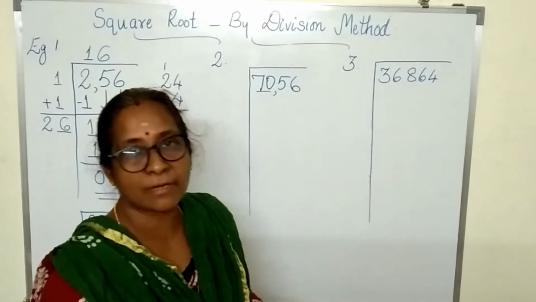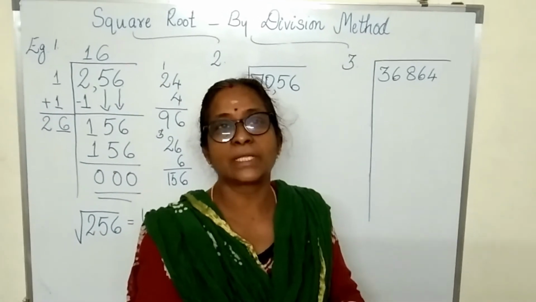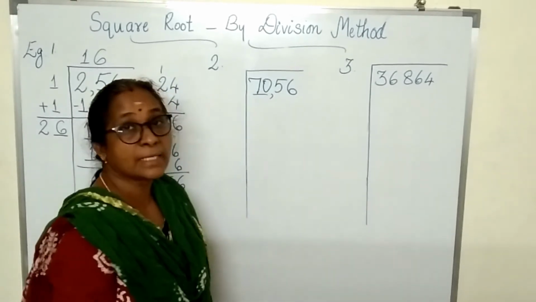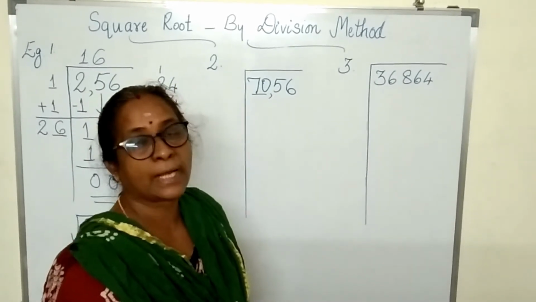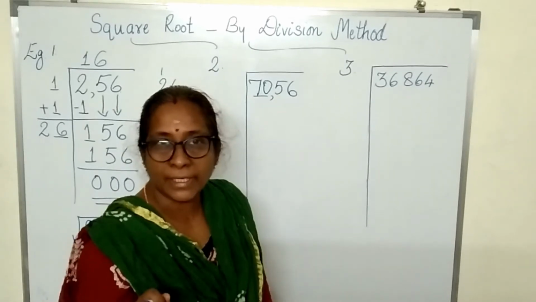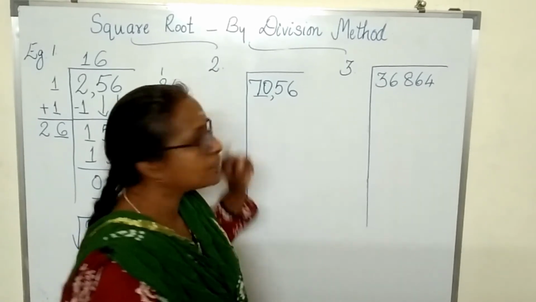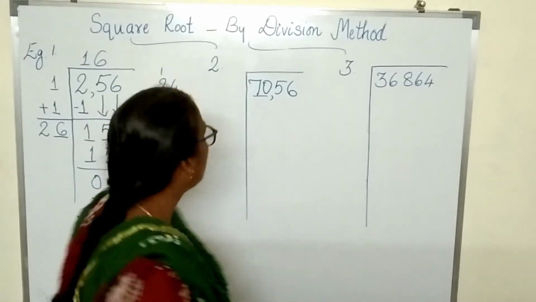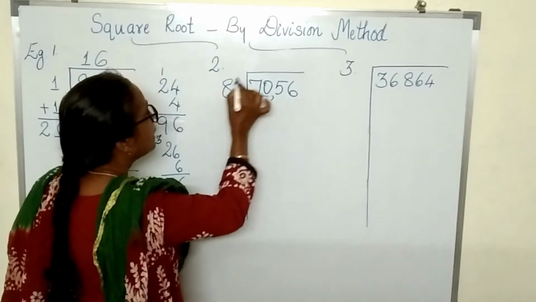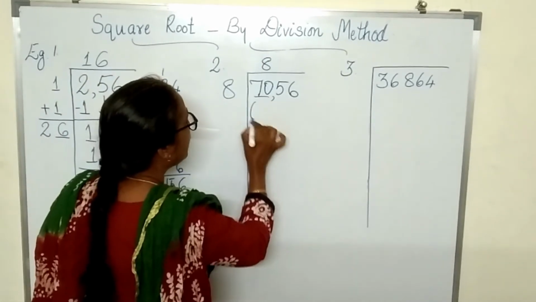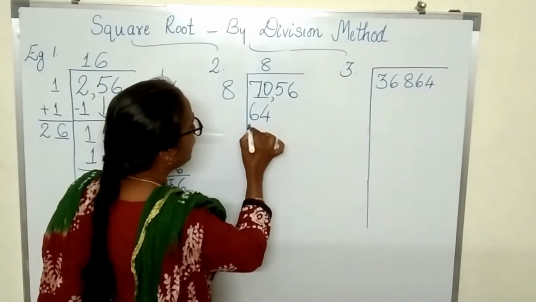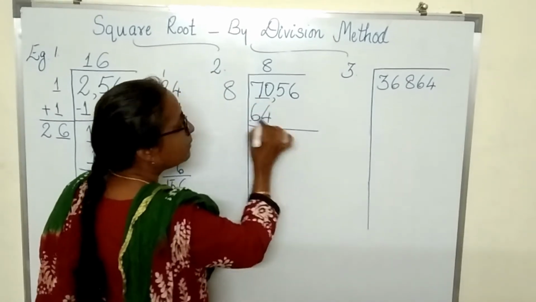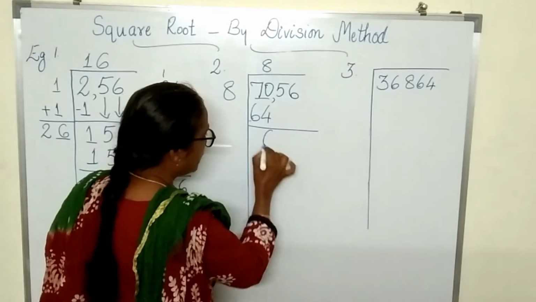Which number will come there? 1 ones are 1, 2 2s are 4, 3 3s are 9, and so on. You multiply, you get 8 8s are 64 and 9 nines are 81. So which square number comes just before 70? 64. That means 8 8s are 64. Now subtract. What will you get? 70 minus 64 is 6.